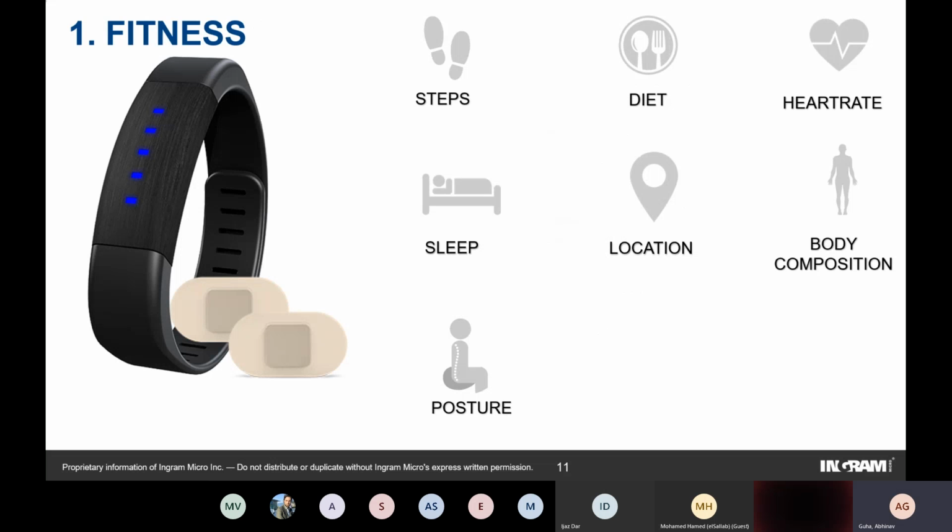So we spoke about the Fitbits. It's nice to know at a high level exactly what data is being collected. So at a very high level, this is what your Fitbit can do, or at least some of the higher-end Fitbits can do: count your steps, of course, monitor your diet, your heart rate, your sleep patterns, your location data, your body composition, as well as your posture. It has a lot of insight into the person that you are.